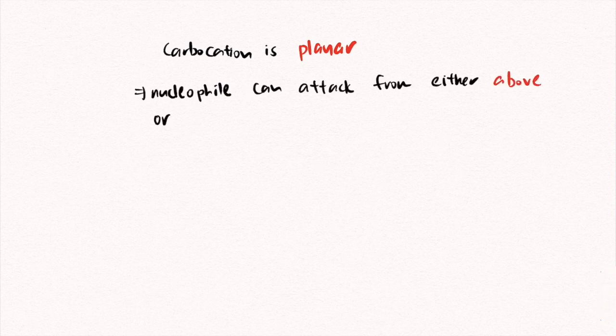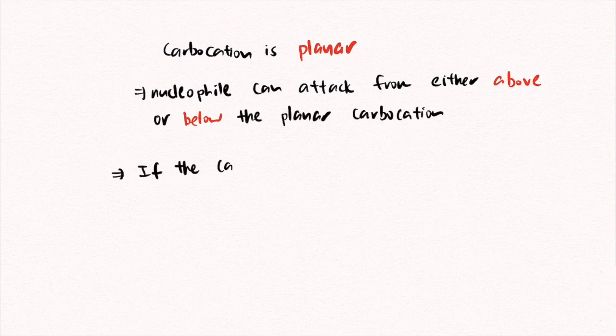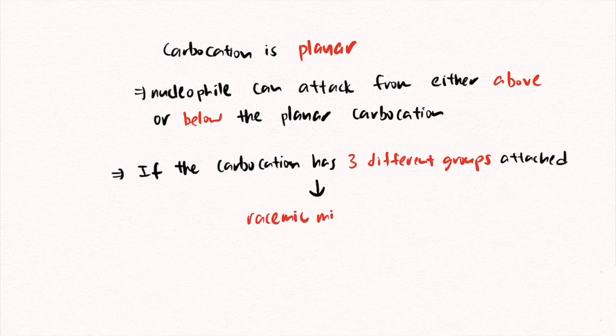So, another important thing that we need to know is that the carbocation is trigonal planar in shape, or just planar in general. Hence, the nucleophile will be able to attack this carbocation from either above or below the plane. So, if the carbocation formed has three different groups attached to it, a racemic mixture would be formed. Let me use an example to explain this more clearly. I will be using butene and HBr.